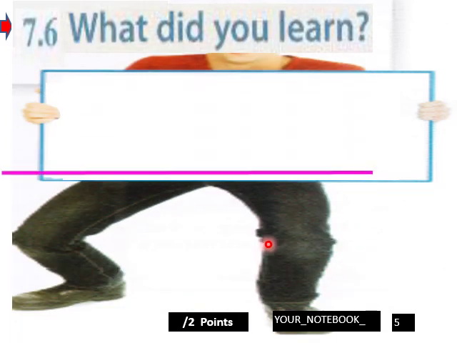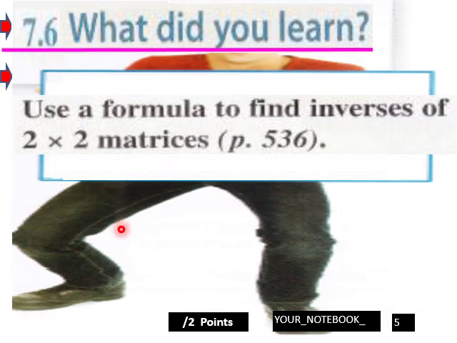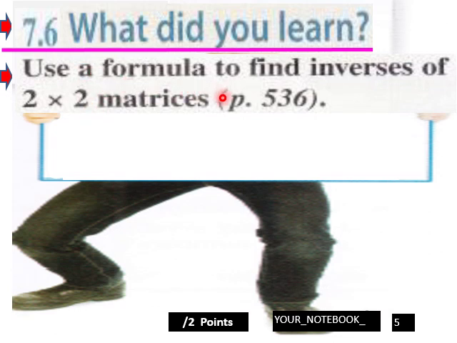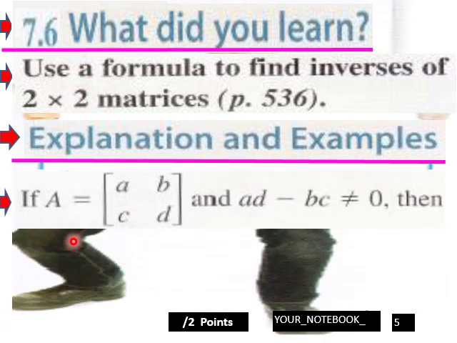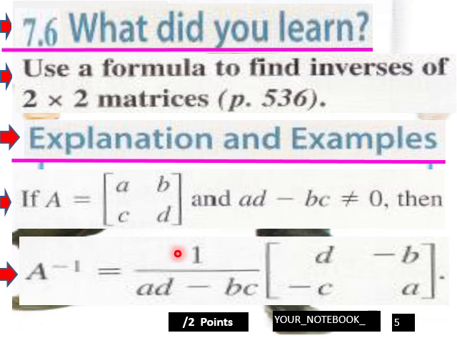Okay, so page 5 here. What did you learn in 7.6 is the question. Use a formula to find inverses of 2 by 2 matrices, explanation and examples. So for 7.6, if A equals this matrix here and ad minus bc does not equal 0, then the inverse of A will equal 1 over ad minus bc multiplied by the matrix d, negative b, negative c, and a. So you just substitute from there into here, and then you create a fraction where your ad minus bc is in your denominator. That would be the formula that you use to find the inverse of A.